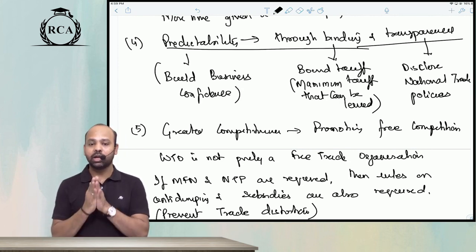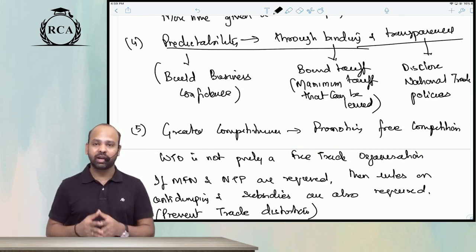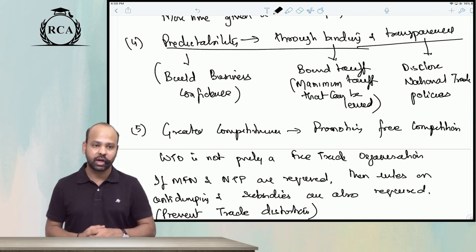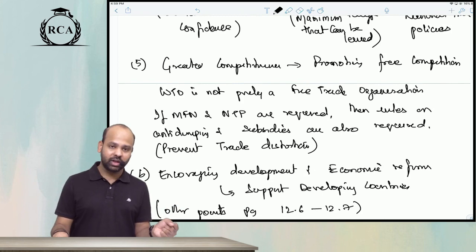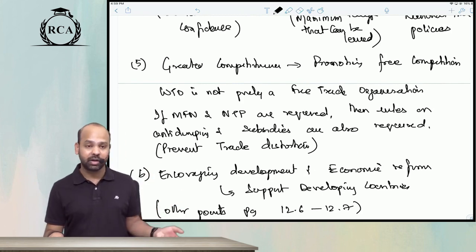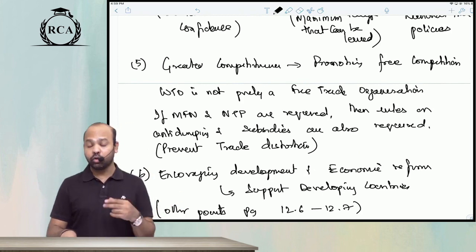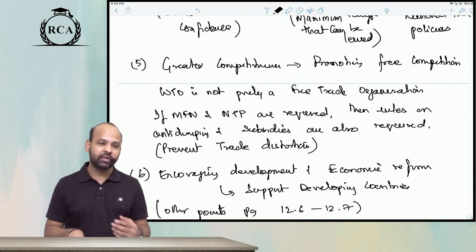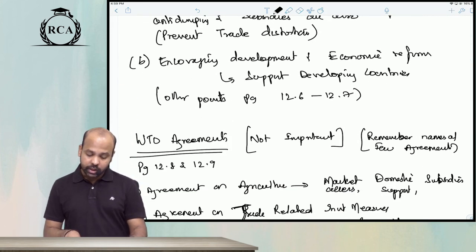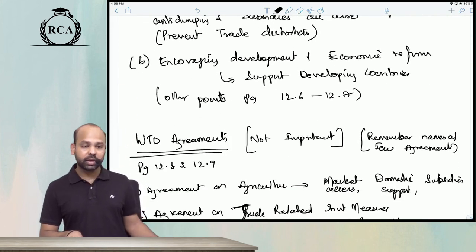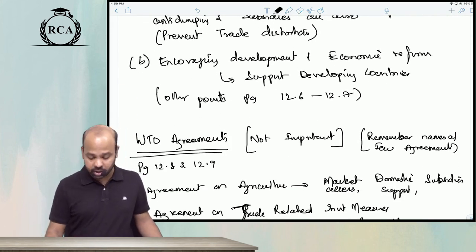Binding means commit to bound tariff. Transparency is by disclosing your national trade policies. Greater competition: if there is a requirement of most favored nation and the national treatment principle, then you also need measures on anti-dumping duties and subsidies to ensure that there is no trade distortion. Encouraging development and economic reform is to support the developing countries.